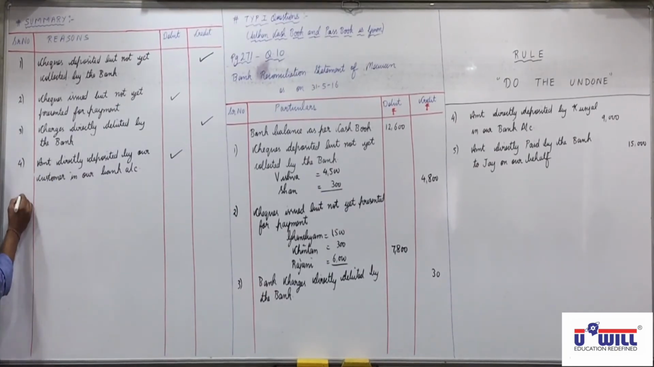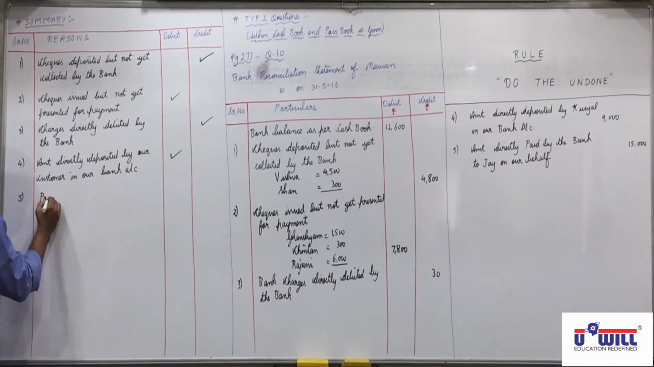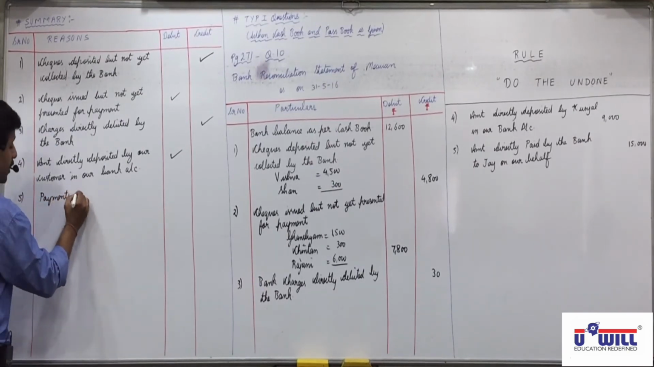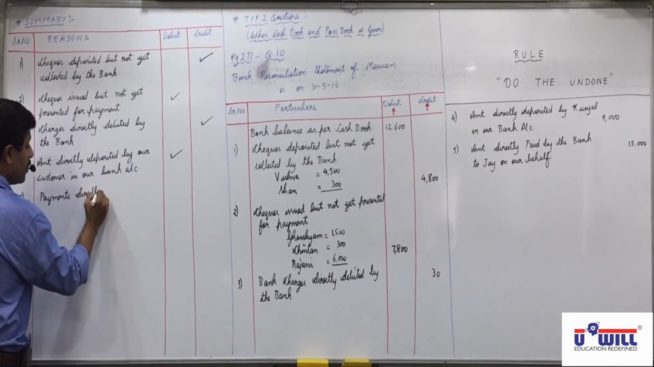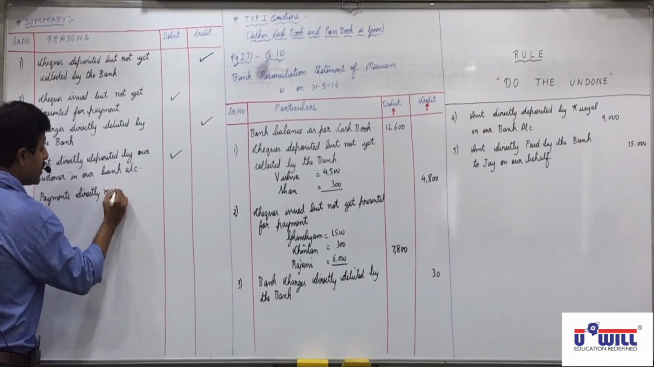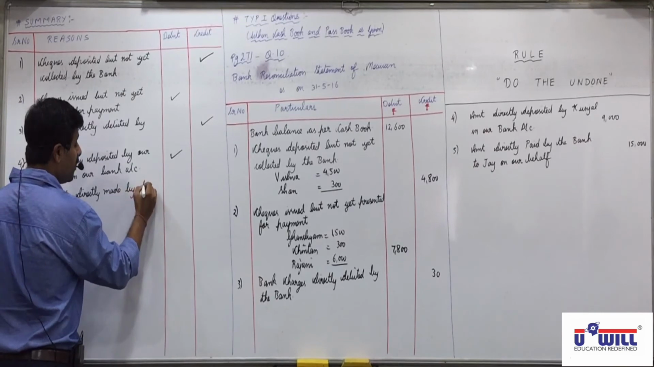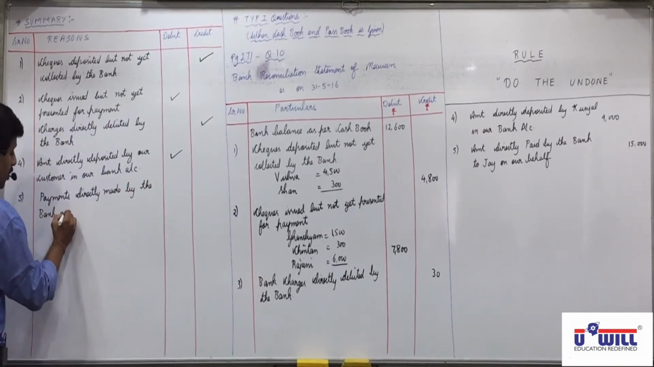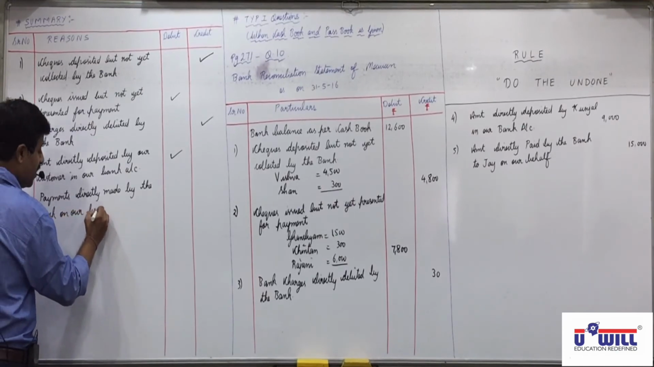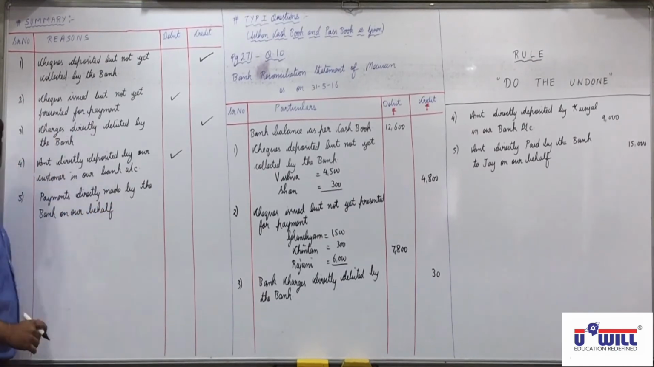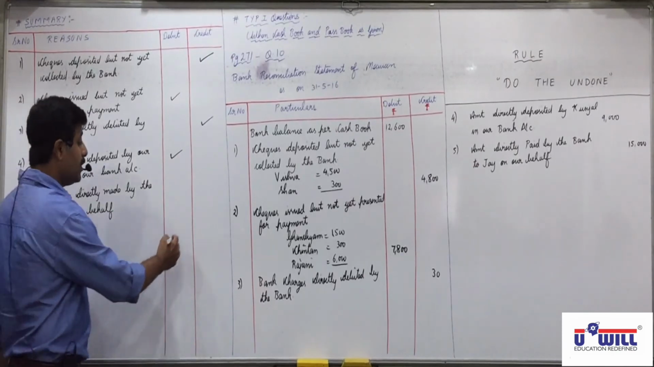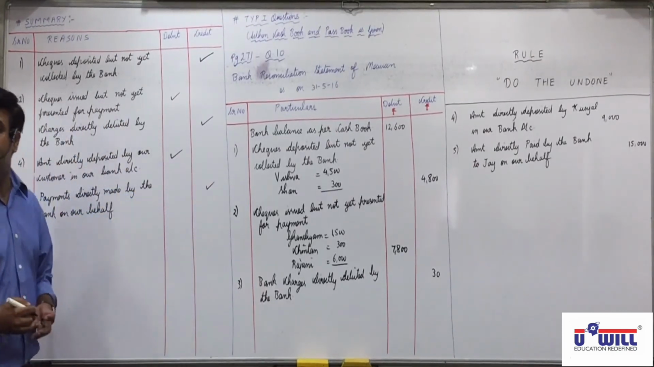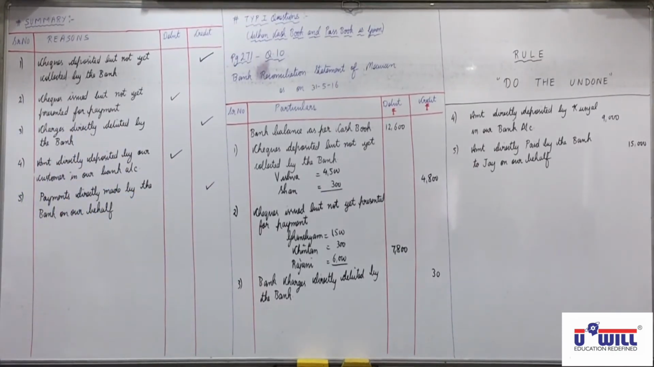So what is the fifth reason possible? Payments directly made by the bank on our behalf. Now this means payments are debited in passbook, but not credited in cash book, so credit in BRS. Did you understand this, everyone?